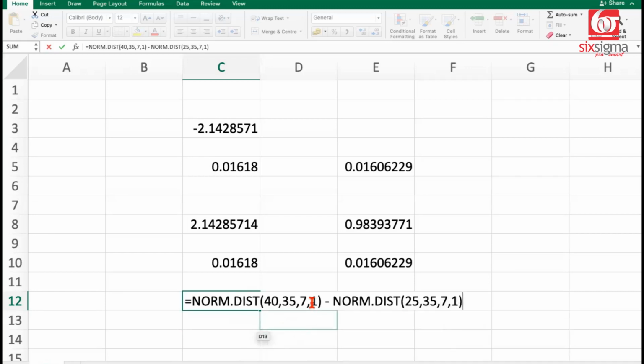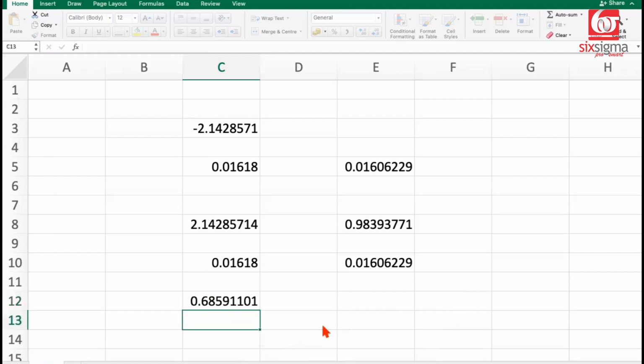If I don't put 1 here at the end, it'll just give me the value of that probability density function, that scary formula that I showed you some time back, right? So let's just do this here. This is coming to 0.6859. So the probability that the batsman will score anywhere between 25 to 40 runs is 68.5%. And sometime I'll show you how to solve these problems in Python as well. In fact, the tool doesn't matter.